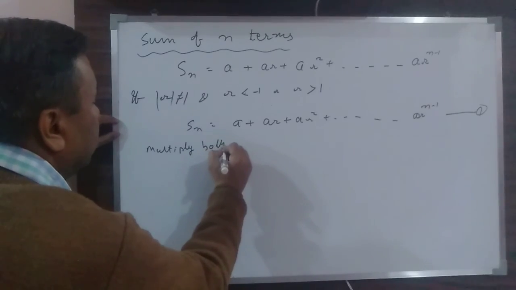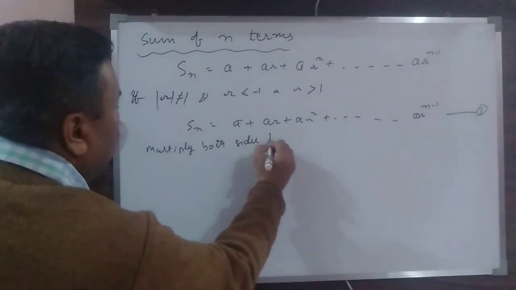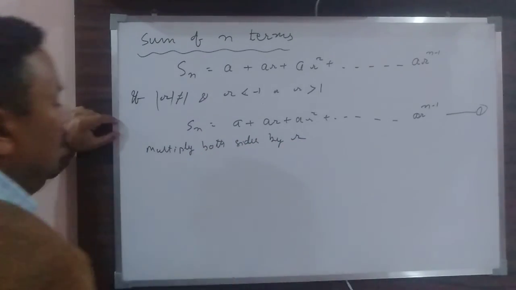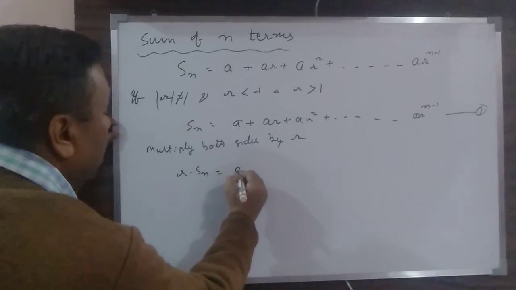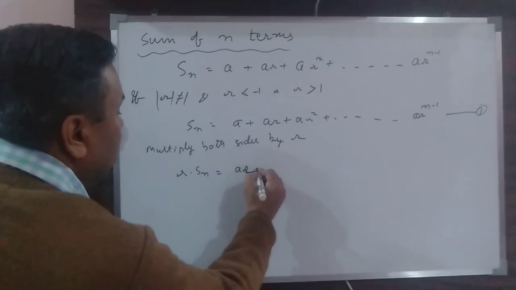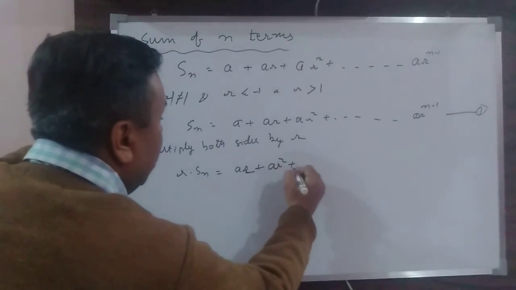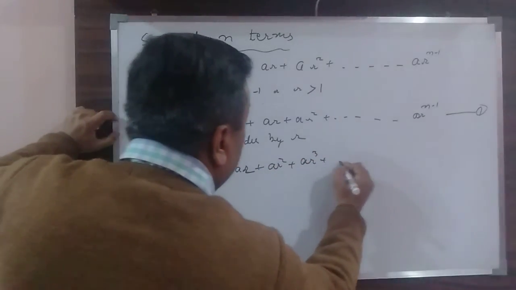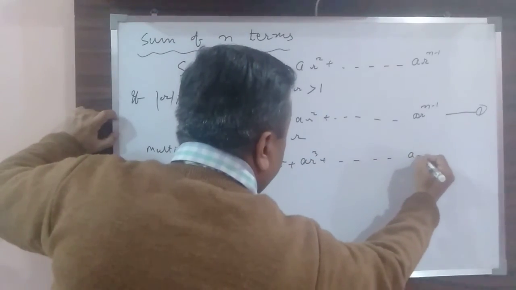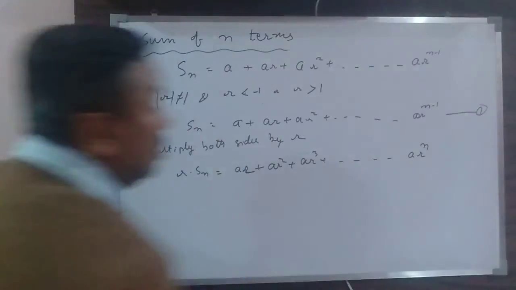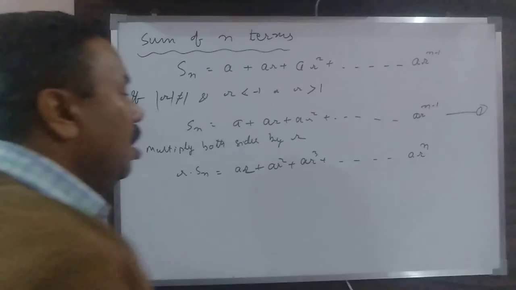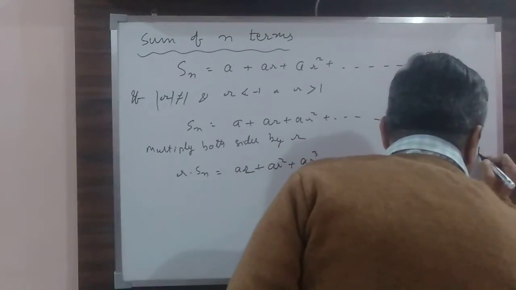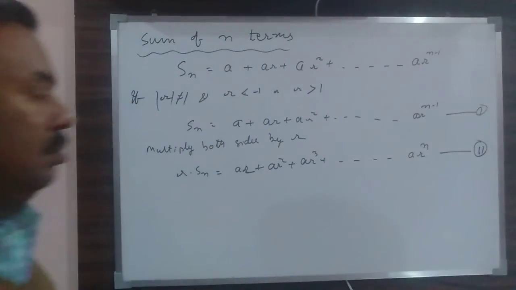Multiply both sides by r. So what do you get? r multiplied by Sn equals ar plus ar square plus ar cube and up to ar^n, because 1 will be added. Okay, so now take it as equation 2.